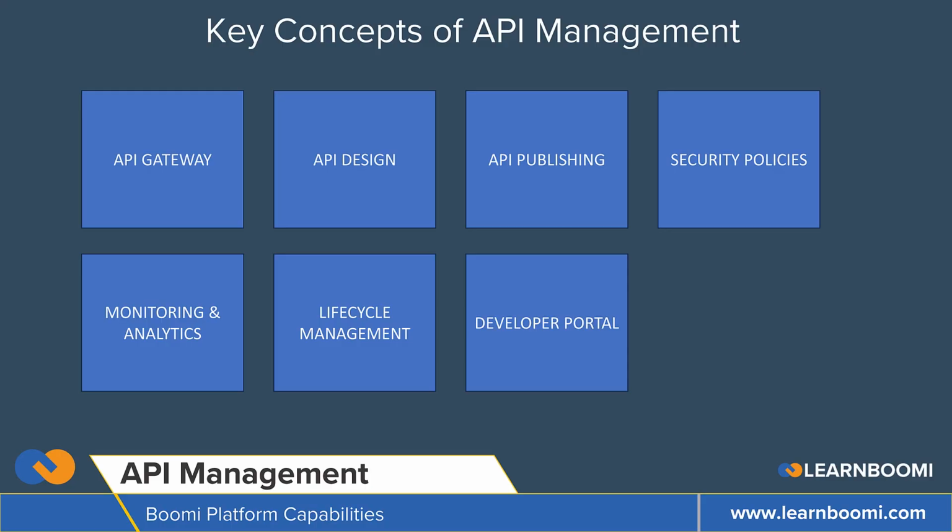To understand Boomi's service, let's quickly cover the core building blocks of API management. The first is the API gateway, a secure entry point through which all API traffic flows. It handles authentication, authorization, rate limiting, caching, routing, and logging. Next is API design. It is defining the structure of the API: endpoints, methods, data formats, error responses, etc.